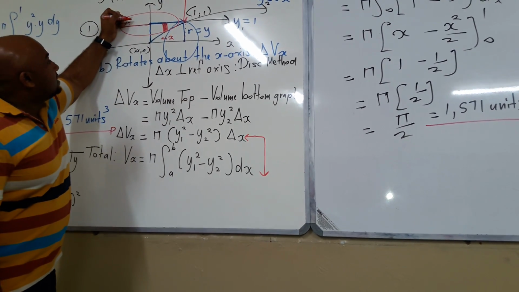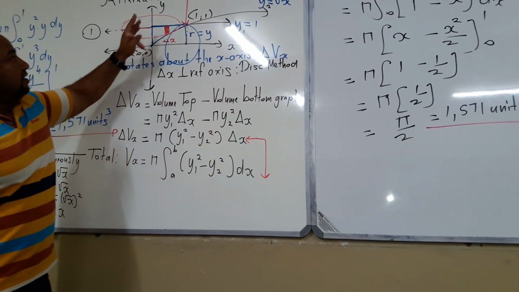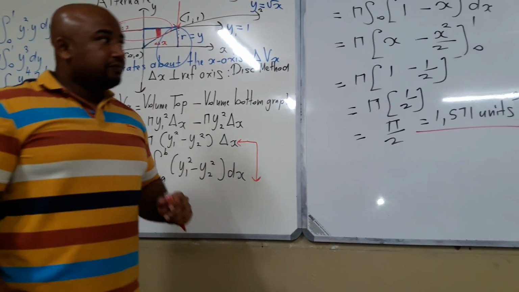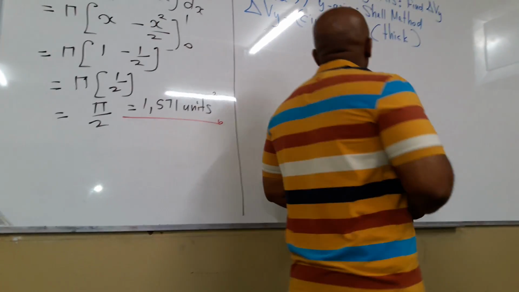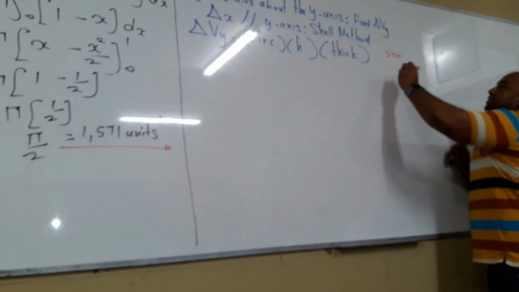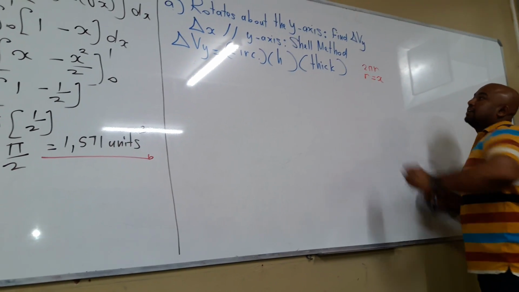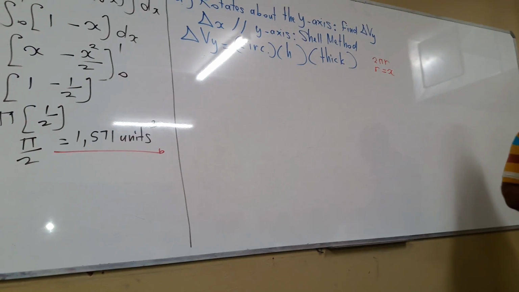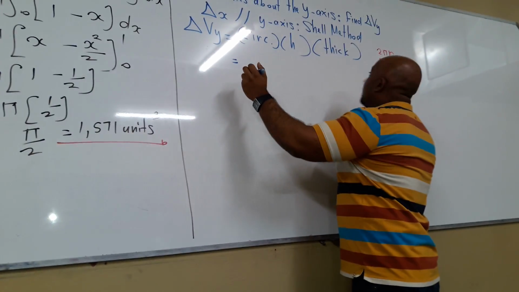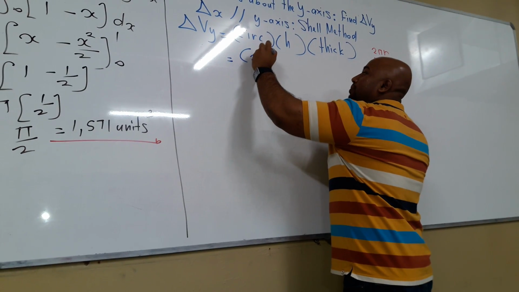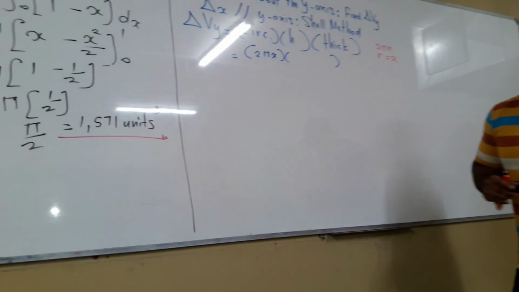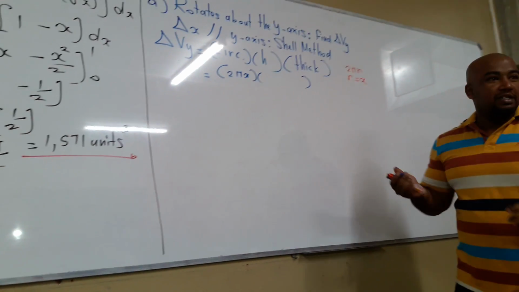Your radius will be in terms of x. From y to there is an x value. Okay. Now, you know your circumference is 2 pi r. So you know r is x then. Okay, so now your circumference is going to be 2 pi x. The thickness, we know what is the thickness. What is the thickness of the representative element?